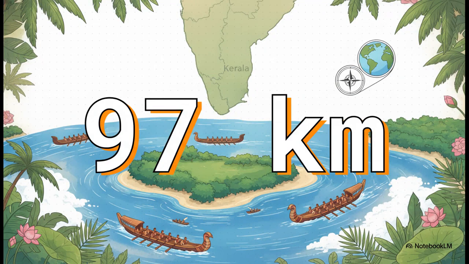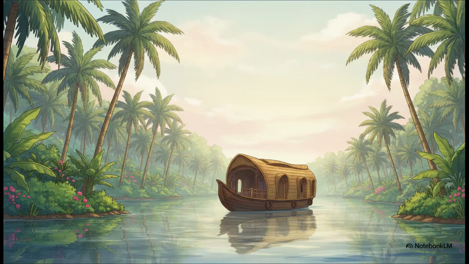Now, 97 kilometers. Take a second to really picture that distance. That is the astonishing length of Vembanad Lake in Kerala. Thanks to that massive stretch, Vembanad is India's longest lake. It's so huge it wraps around entire islands, like Wellington Island, and it's the famous venue for those incredible traditional Kerala boat races. Vembanad might be the longest, but Kerala is packed with these coastal waters.